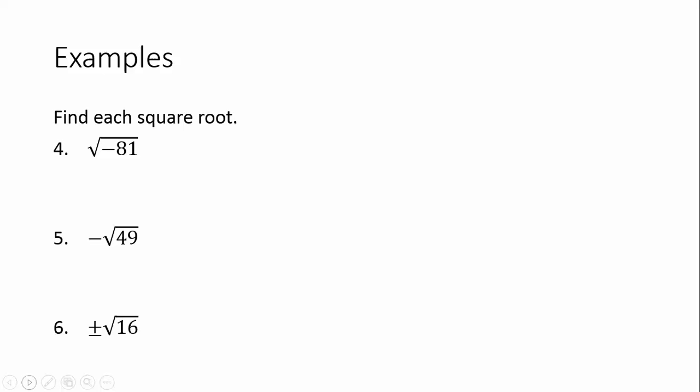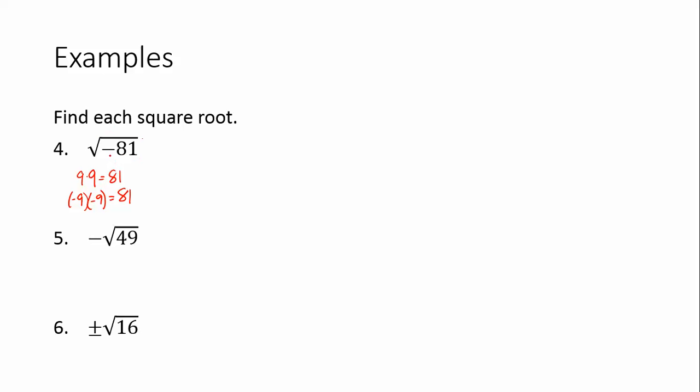Three more examples of finding square roots. Number 4 is the square root of negative 81, and this is where you have to be careful. When you have this negative number inside the square root or under the square root, there actually isn't a number times itself that's negative 81. So some of you might think, well, 9 times 9, well, that's positive 81. And actually negative 9 times negative 9 is also still positive 81.